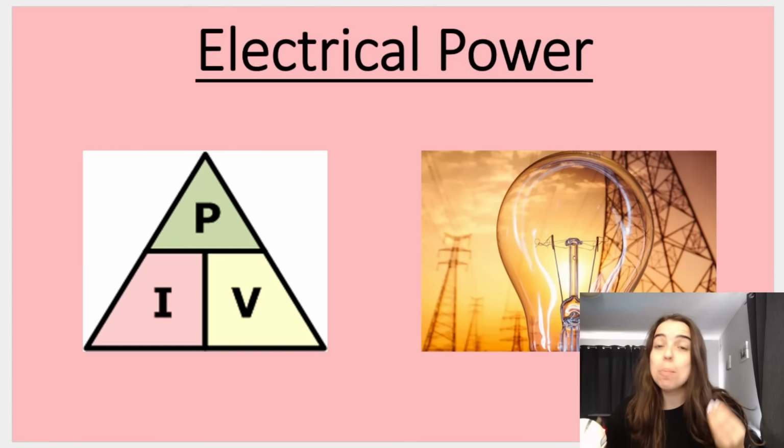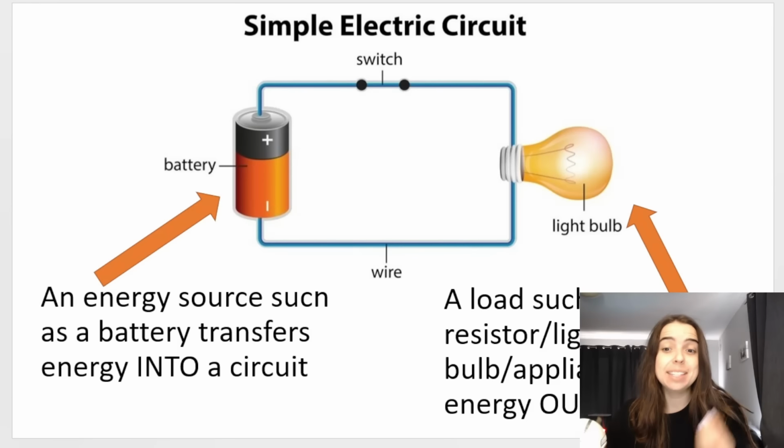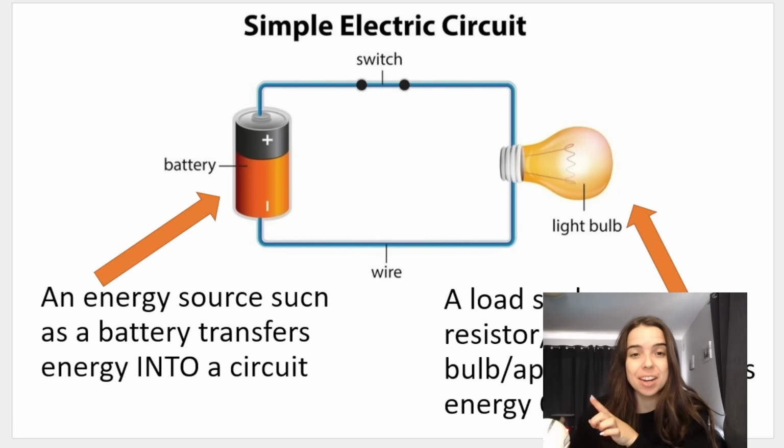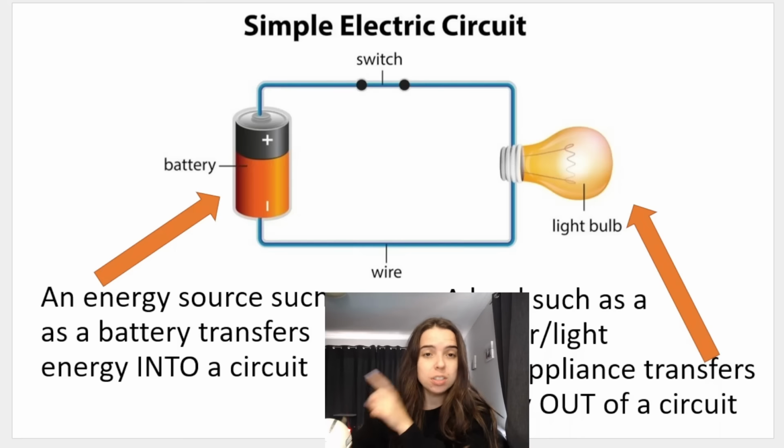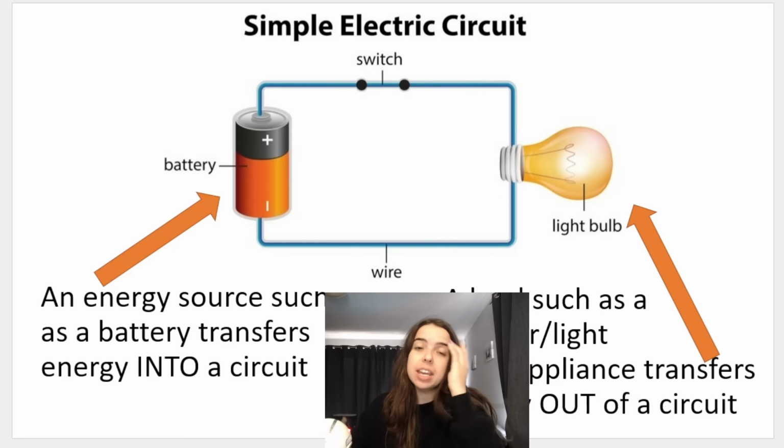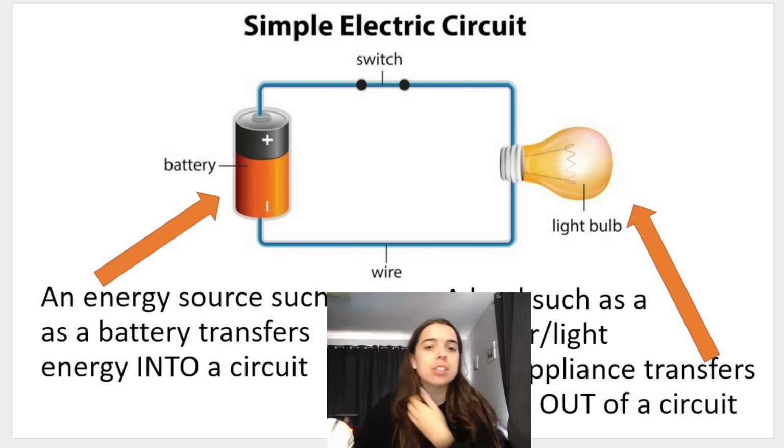Let's jump right in. Looking at electrical power requires us to start with a simple electric circuit. So let's take a look at the circuit and see what's happening here. We have an energy source like a battery, and what this energy source does, in this case the battery, is it transfers energy into a circuit.